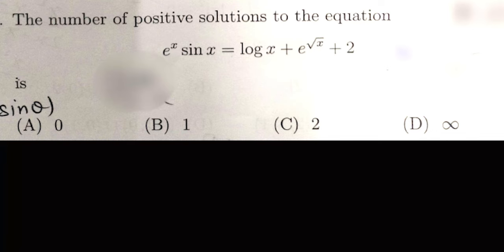Now we have an interesting question, question number 15, and it says: number of positive solutions to this equation e to the power x sin x, and this is log x plus e to the power under root x plus 2. Now, if we look at these two functions separately, then the first function is suppose f(x), which is e to the power sin x, and the second function is suppose g(x), which is log x plus e to the power root x plus 2. Now, we know that e to the power sin x will oscillate within the bounds of e to the power x. So, it will be this graph.